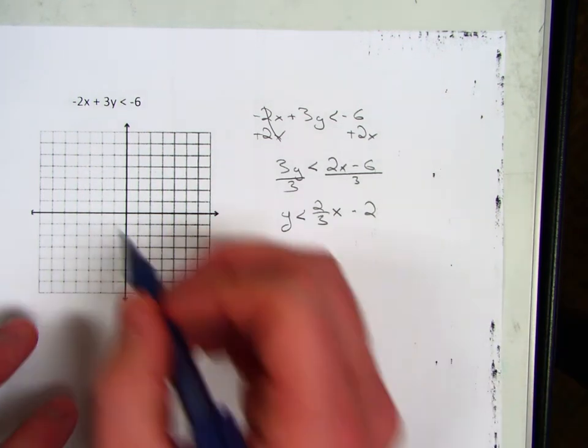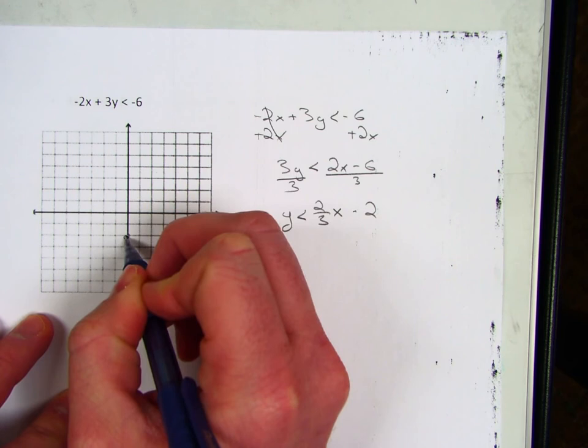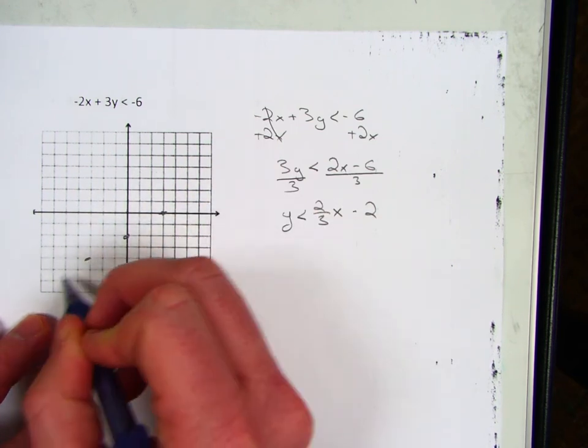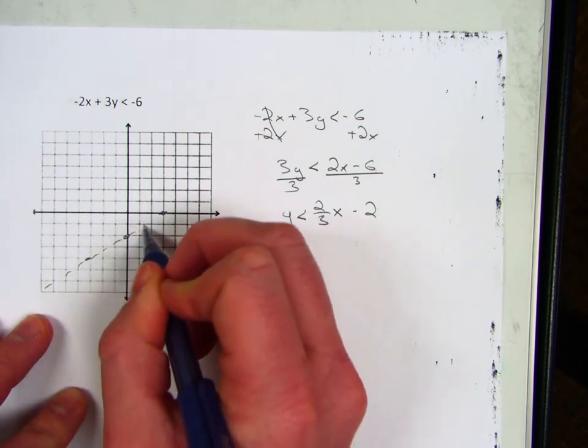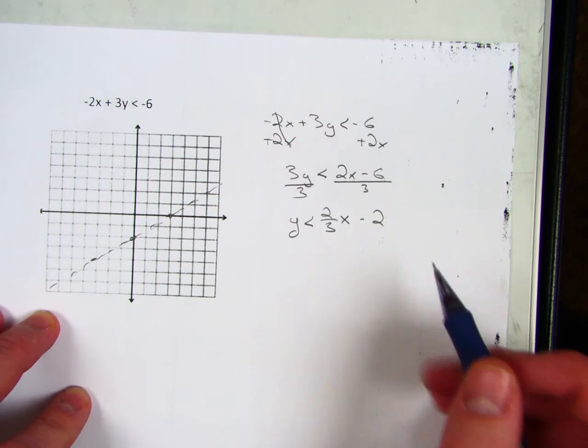So we remember our step one was to graph that boundary line. So I'm going to go down to minus 2. I'm going to do my slope of, looks like a positive 2/3. And I'm just going to graph that line. Step two is figure out where to shade.